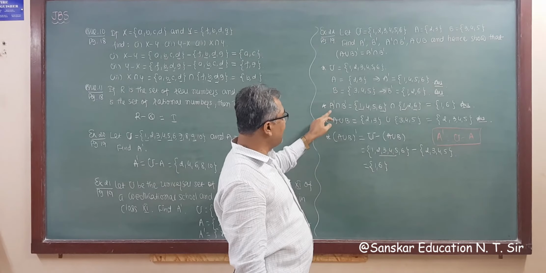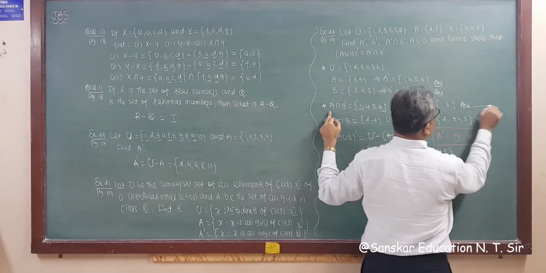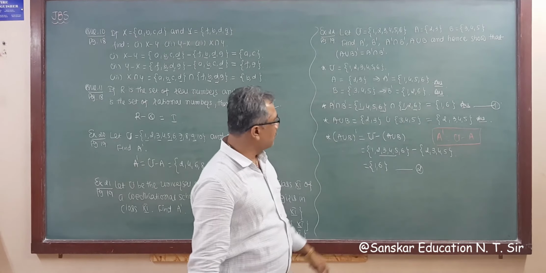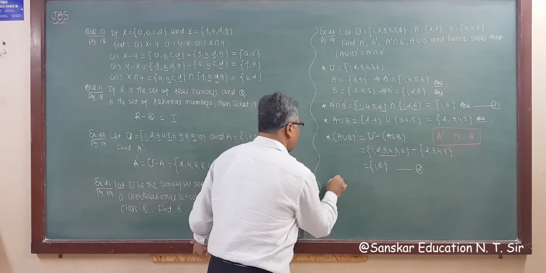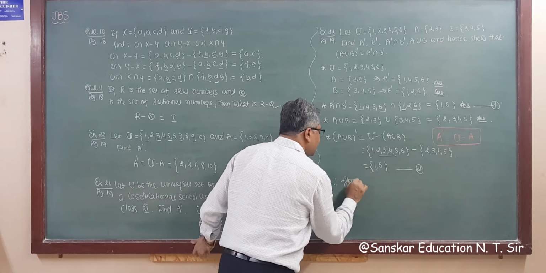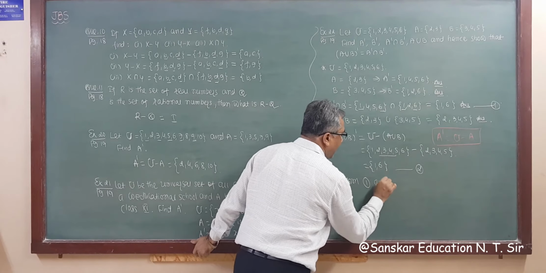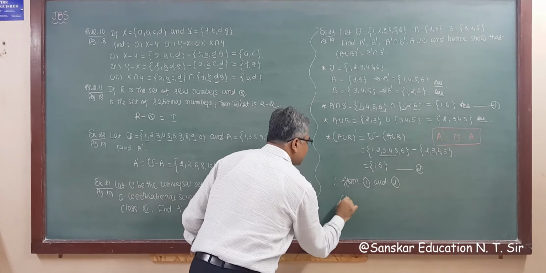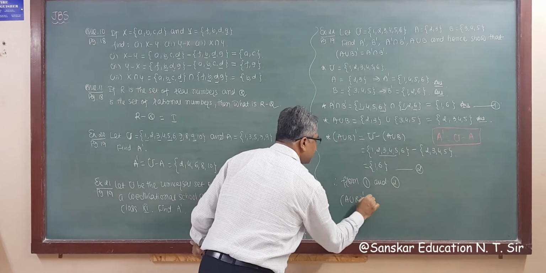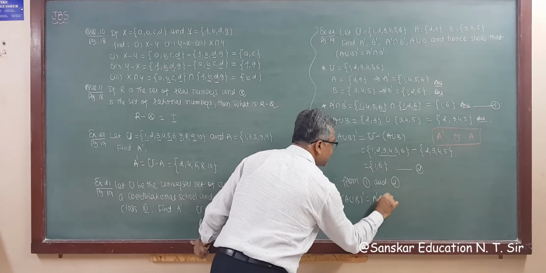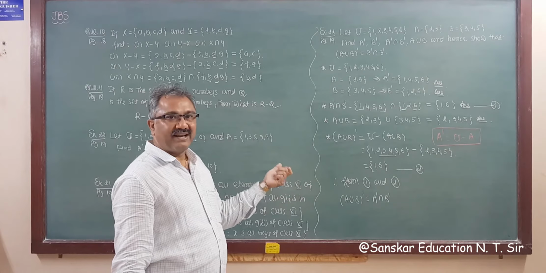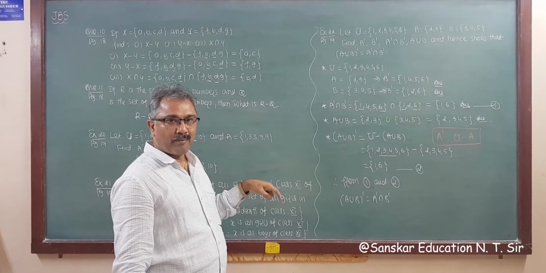We already found A dash intersection B dash. So say this is reason number 1 and this is reason number 2. So from 1 and 2, both are the same. So from 1 and 2, what we get? A union B whole dash is equal to A dash intersection B dash, right? So this is called verification of De Morgan's law, right?